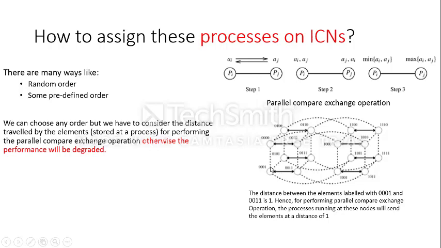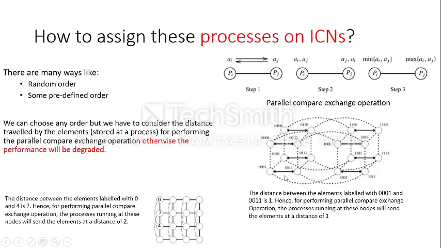Please understand that all of these processes Pi, Pj, Pk are running on the nodes of the hypercube. So here, if the parallel compare exchange operation takes place between the node 1 and the node 3, the distance is just 1.